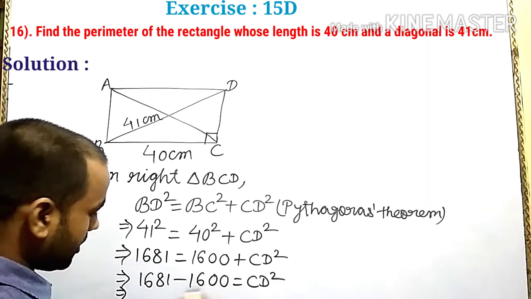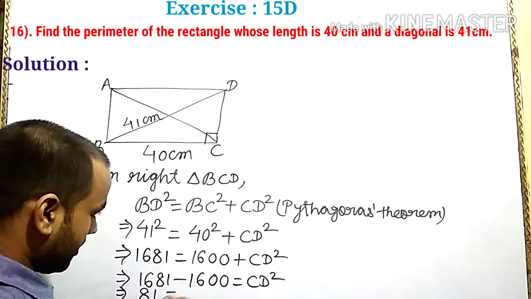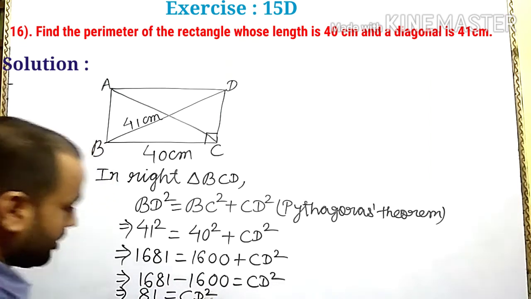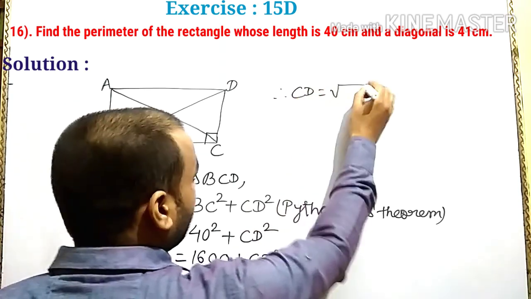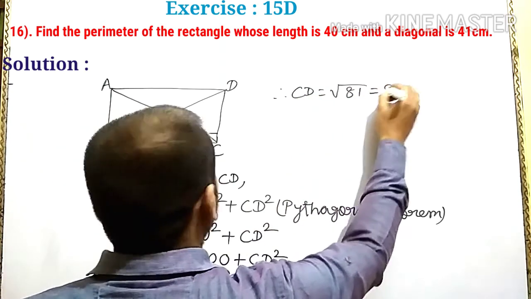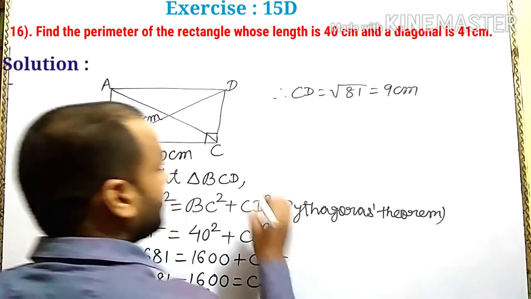1681 minus 1600, we get 81 is equal to CD square. So therefore CD is equal to square root 81 is equal to 9 centimeter.